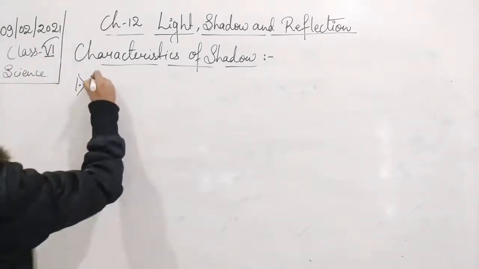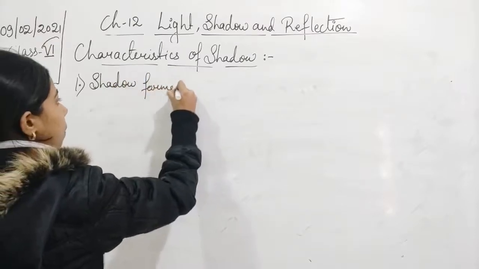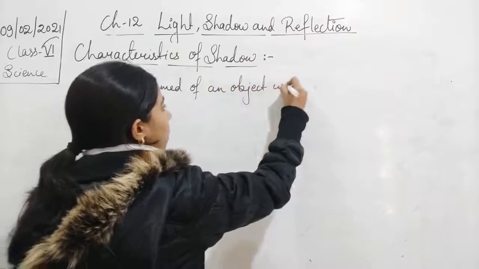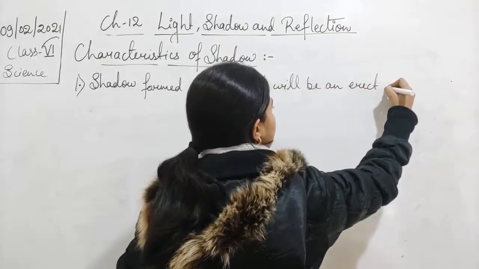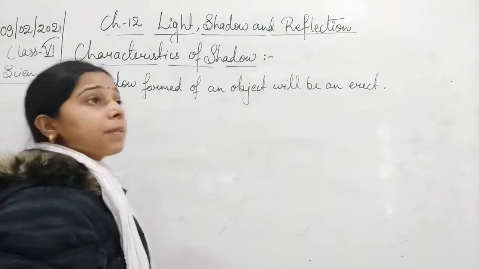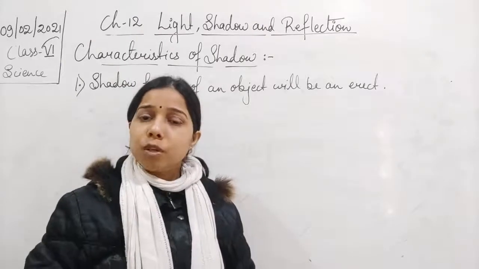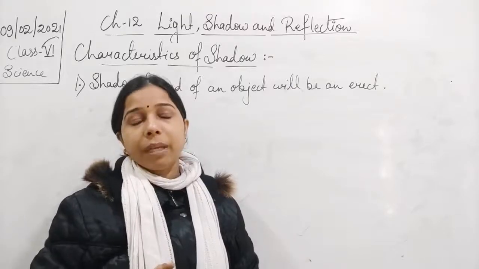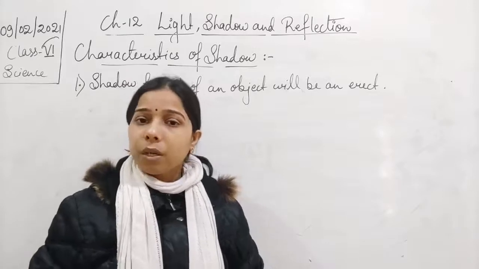So we can write it, shadow formed of an object will be an erect one. It means same side up as the object, it is not upside down but the same side. So shadow formed of an object will be erect, not inverted, as we have seen in case of the pinhole camera.